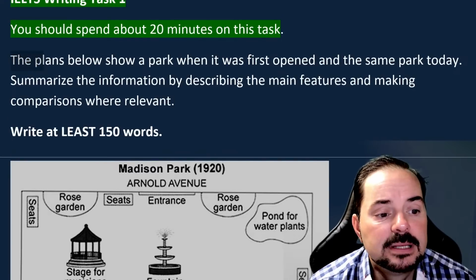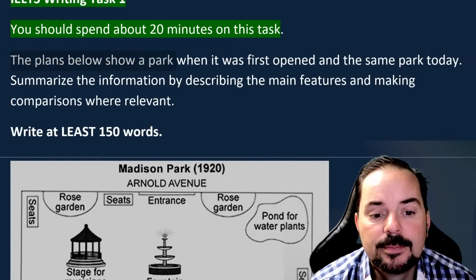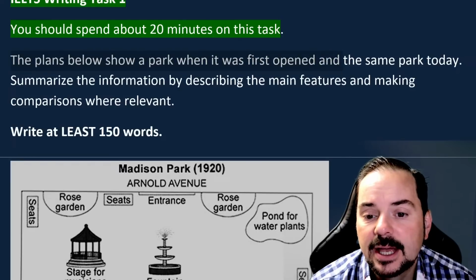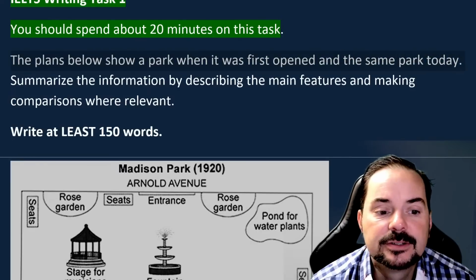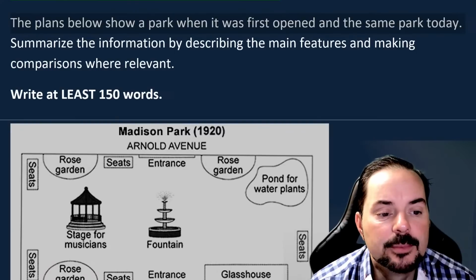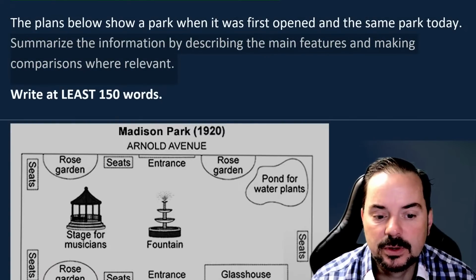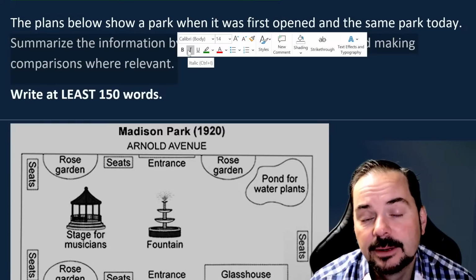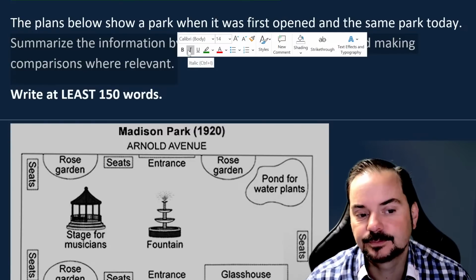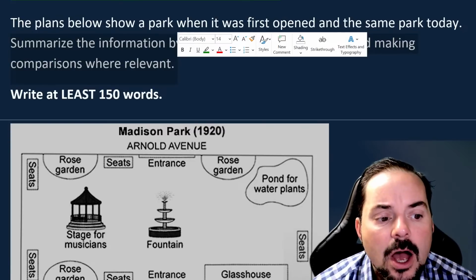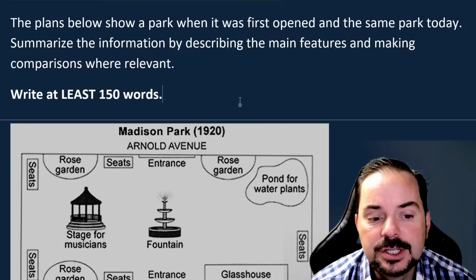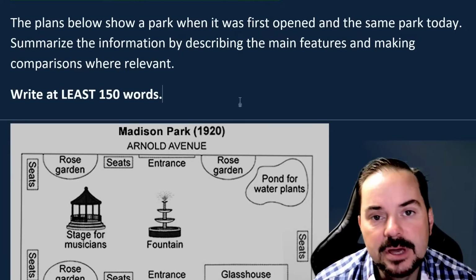So the plans below show a park when it was first opened and the same park today. Summarize the information by describing the main features and making comparisons where relevant. And this looks like it was probably a past IELTS question in the last few years. Write at least 150 words. That means it's the minimum word count.